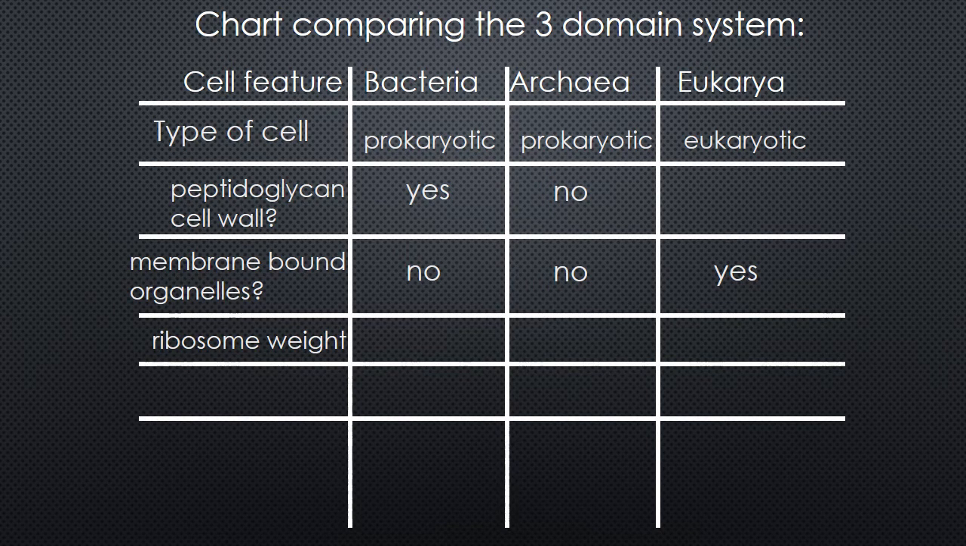And then the ribosome weight. If you'll remember, we talked about how all cells have ribosomes, but our bacteria and archaea have smaller ribosomes, whereas Eukarya have larger ribosomes. And when we start comparing that, we find that archaea and Eukarya are a little more closely related, based on their ribosomal RNA, than any of the other domains are related. So archaea and Eukarya are more closely related because of the ribosomal RNA that we find.